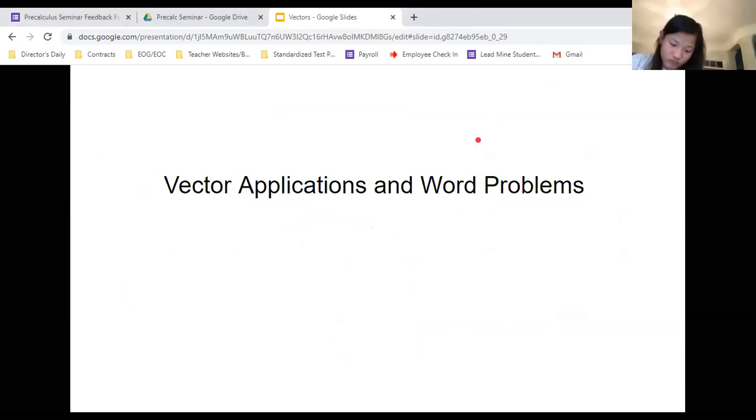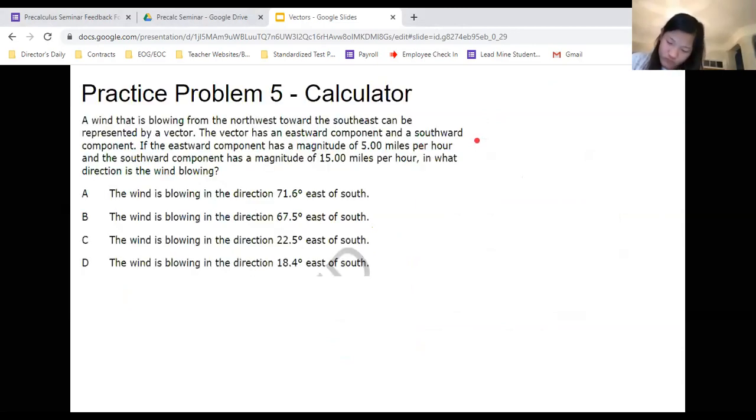So next we're going to talk about some vector applications and some vector word problems. There's a couple here, and the first that I want to start with is this problem right here, which is actually from a released pre-calculus exam. I believe it's from the 2015 exam. Let's take a look.